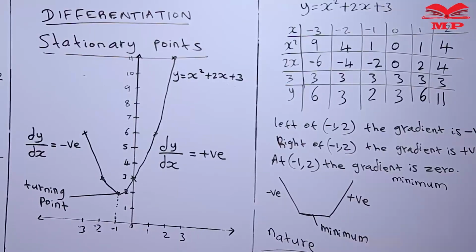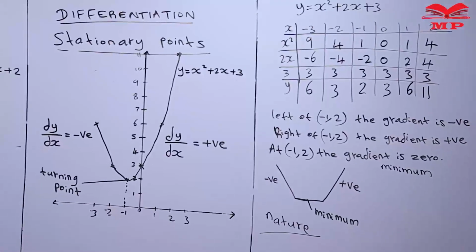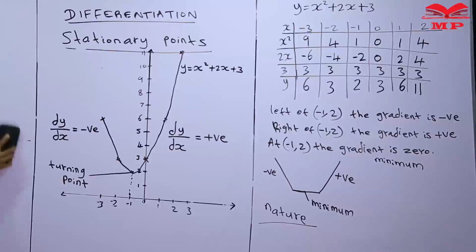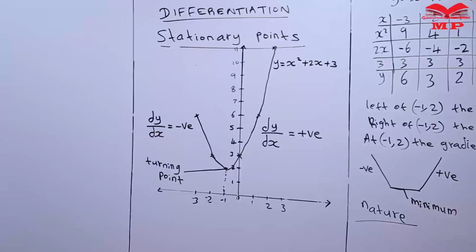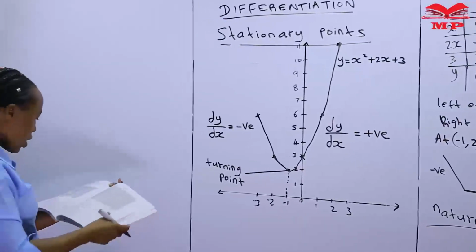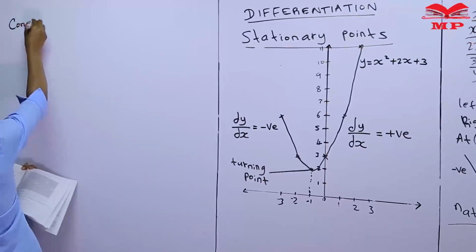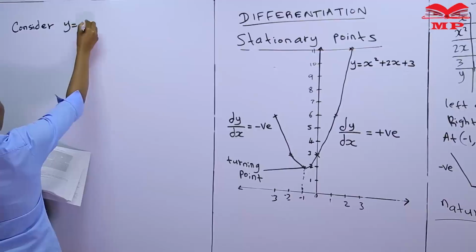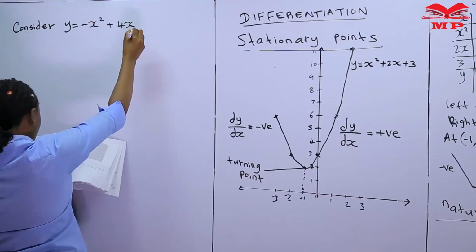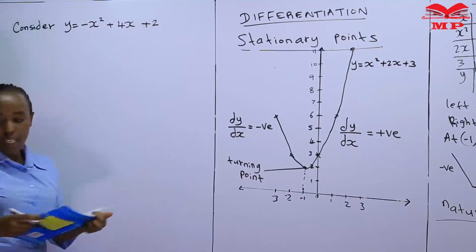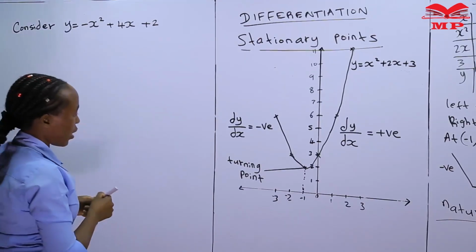So I want us to consider another curve and see what we are getting. One nature of a stationary point is that it can be a minimum. Let's see whether we have another nature. I want us to consider this curve: y is equal to negative x squared plus 4x plus 2. I want us to follow the same steps and determine the nature of the turning point.